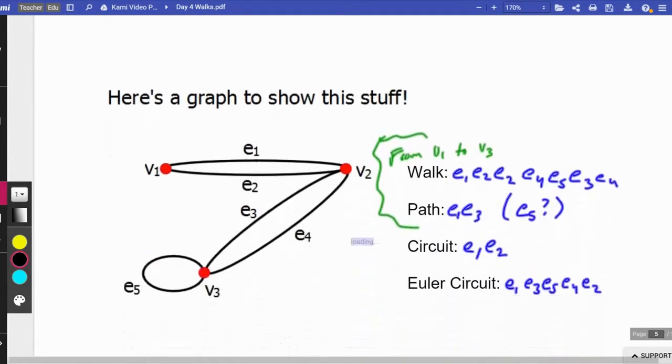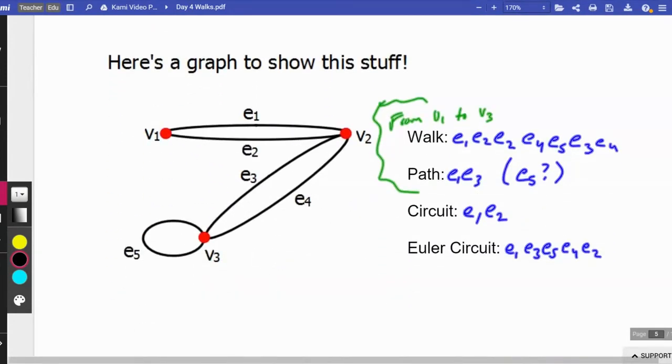Okay, so here's another example. This is actually the exact same thing I drew before. A walk could be anything we just did. A path, E1 to E3, and we just stopped there. We could also do a loop at V5 or E5, but we repeated a vertex then, which is okay sometimes for a path. It's usually talking about distinct edges.